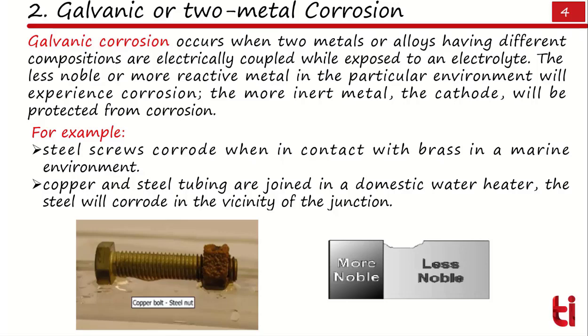If you have copper and steel tubing, which is generally being joined in a domestic water heater, the steel will undergo corrosion in the vicinity of the junction, because between a copper and steel junction, your steel will act as anode while copper remains protected as it behaves as if it is a cathode.